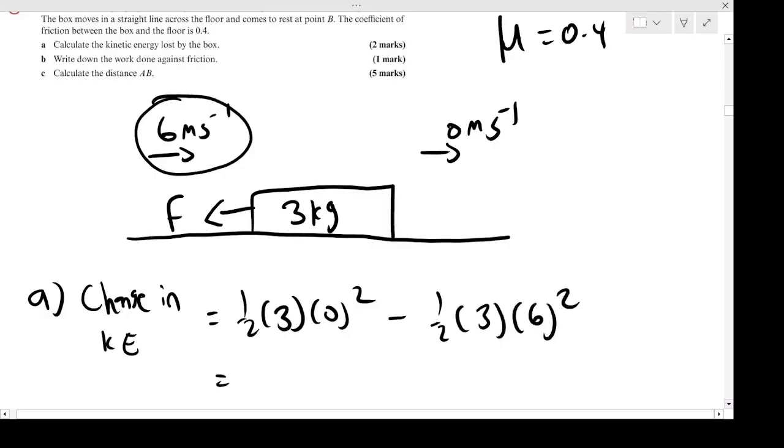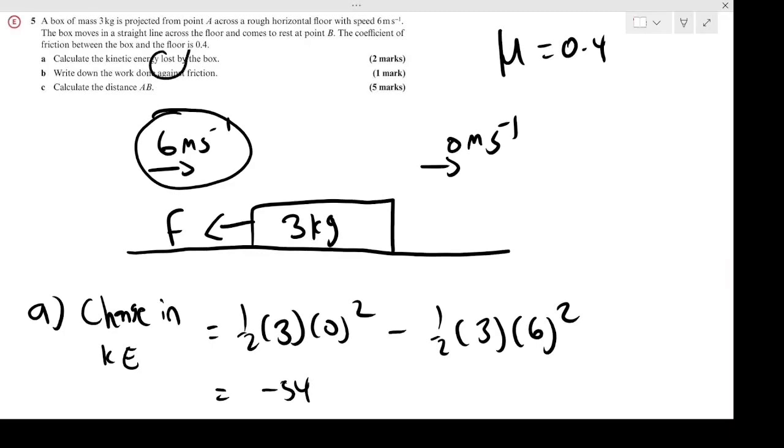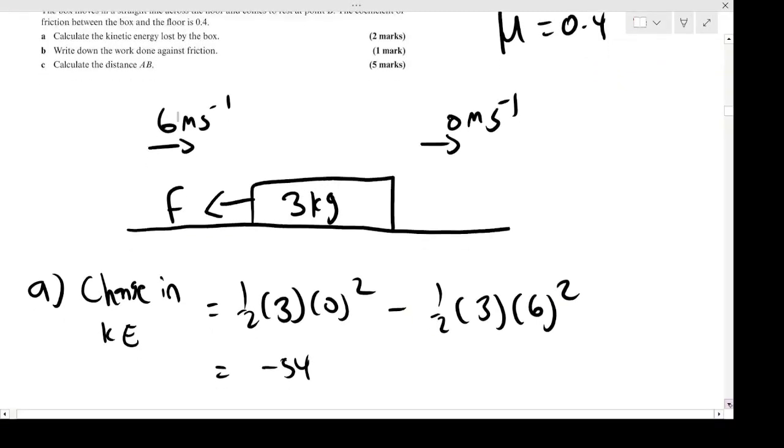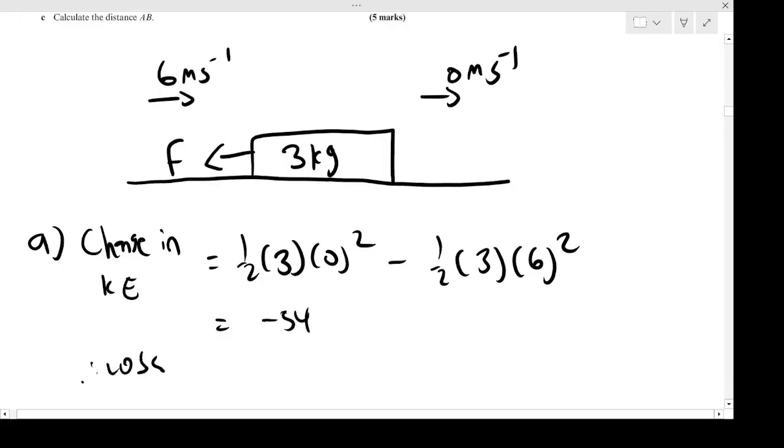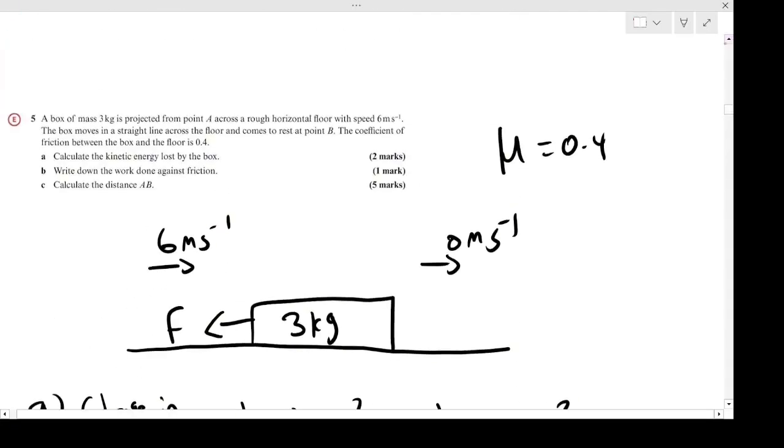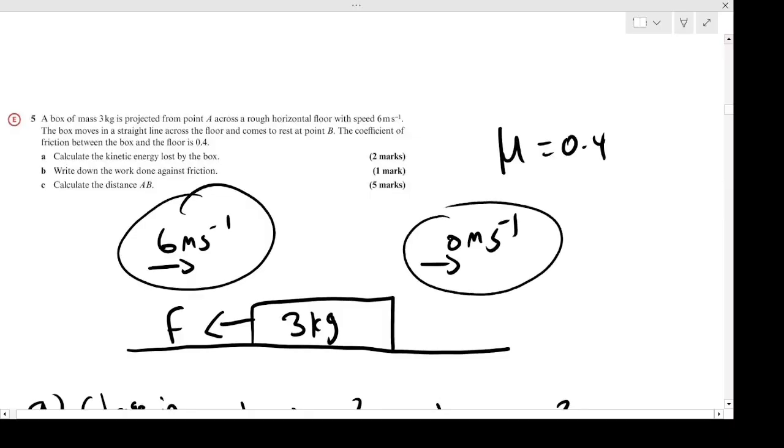We work that out. That's going to be minus 54. Again, it's going to be a negative because it's lost the kinetic energy, so it's a negative change. So therefore, loss in kinetic energy is simply 54 joules. Okay, and there we are. And again, that's because the speed has gone down.